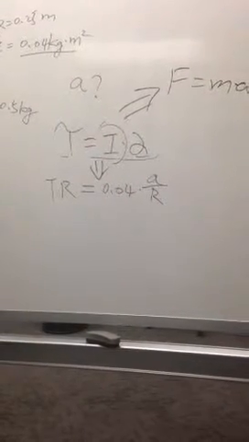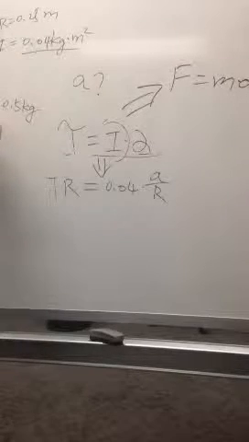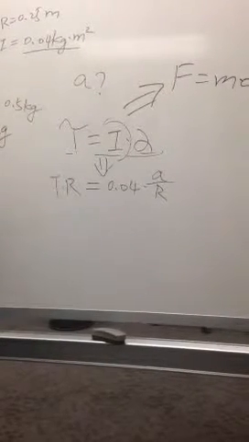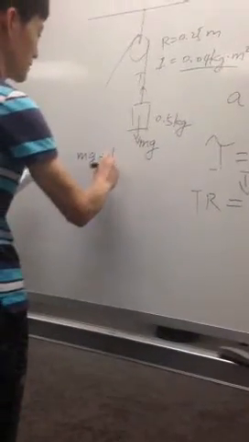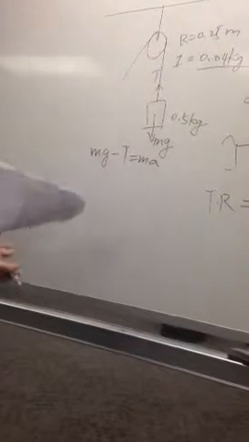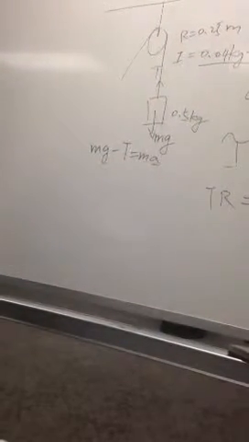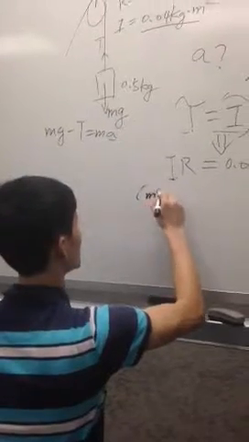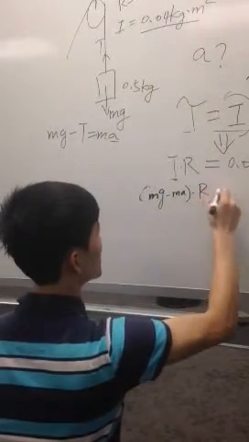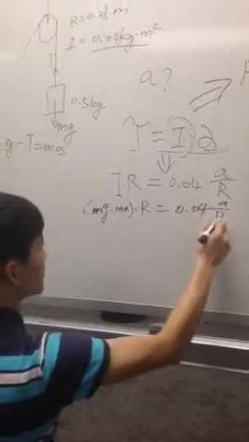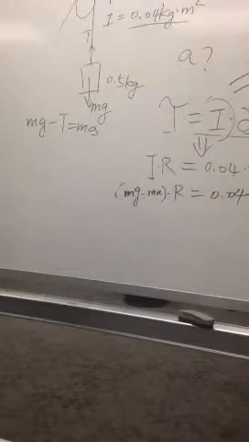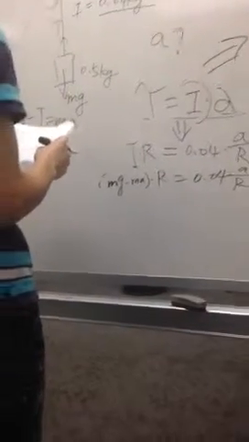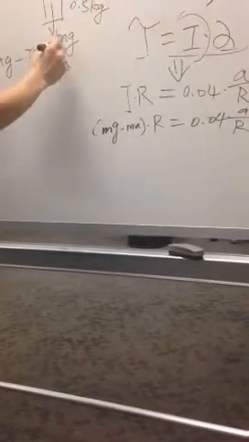Okay, and then if you analyze, here is mg, here is T, and we know mg, the same formula, is equal to ma, because we know the acceleration is a, right? So we'll get this T. T is mg minus ma times R is equal to I times a over R, right? And then we know R is 0.25 and m is 0.5.